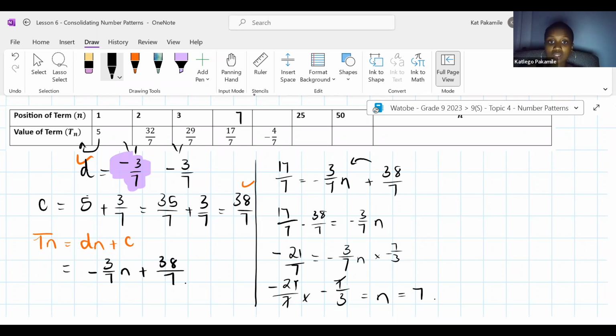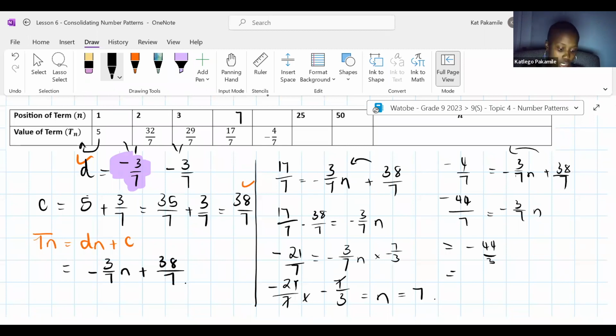Then the next one is negative 4 over 7 equals negative 3 over 7n. And I have to hurry up because you guys have to do the quiz, which is negative 44/7. Okay. We're going to end up with negative 44 divided by 3. Is that correct? Which is equal to, did I make a mistake? What's negative 44 divided by 3? Now I'm like, did I make a mistake somewhere? N is 14. So did I make a mistake somewhere? If N is 14, that means I have to make a mistake somewhere.